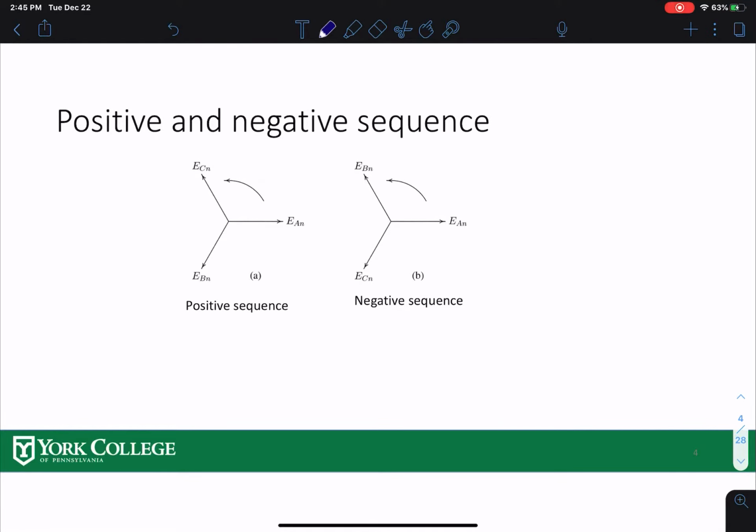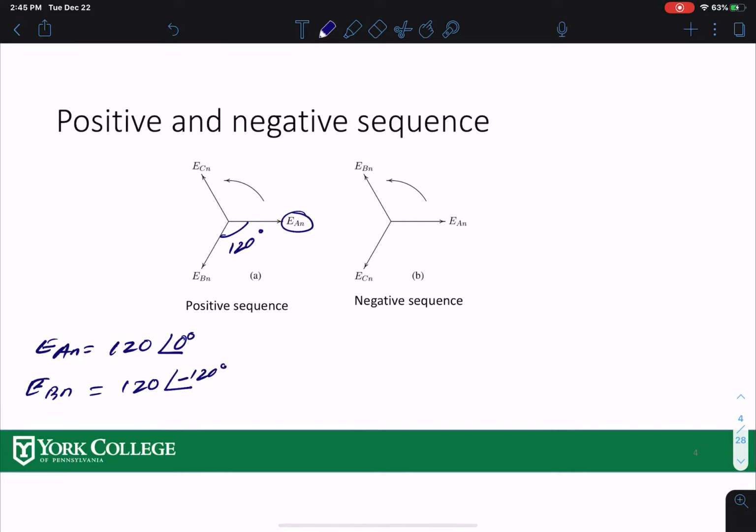So here you can see the positive sequence and negative sequence. In positive sequence, if this is the reference over here, I can say that E_AN is, let's say, 120 volts at 0 degree angle. Then E_BN has the same magnitude, but you're going clockwise, so the angle should be negative 120 degrees. If you come up to here, you get another 120 degrees. E_CN would be again the same voltage, at negative 240, or you can say positive 120, same thing. So this is called positive sequence.